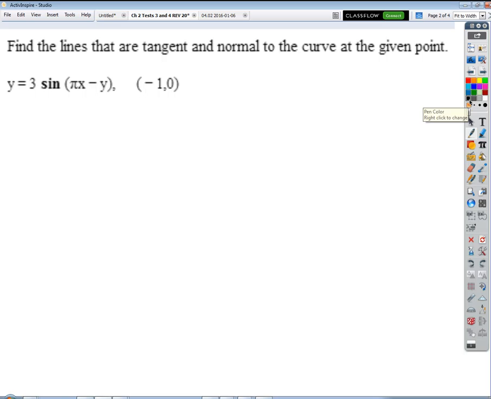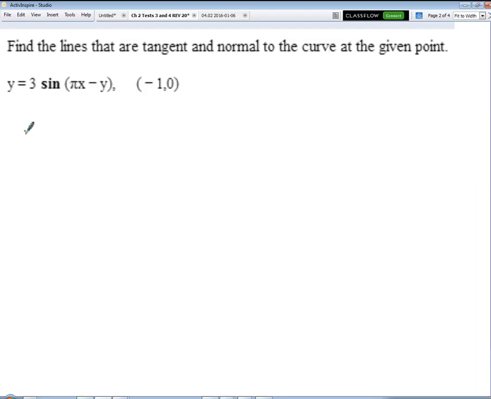Okay, so I think you're getting a lot better at differentiating using the chain rule. And that's really what this one takes here, right? So if we know y equals 3 sine of pi x minus y, let's calculate the derivative. So what am I going to get for, I get y prime on the left. What am I going to get on the right?